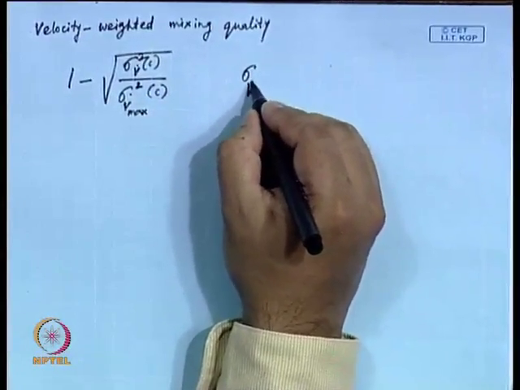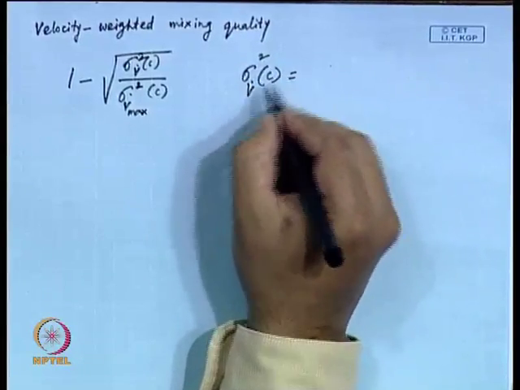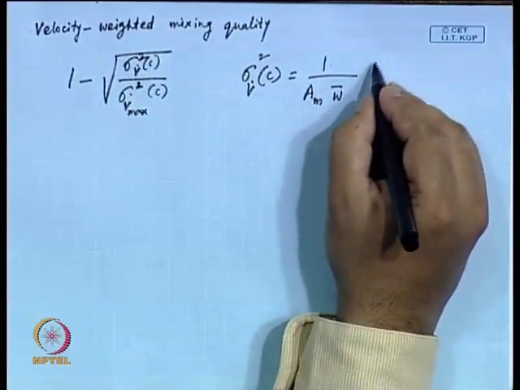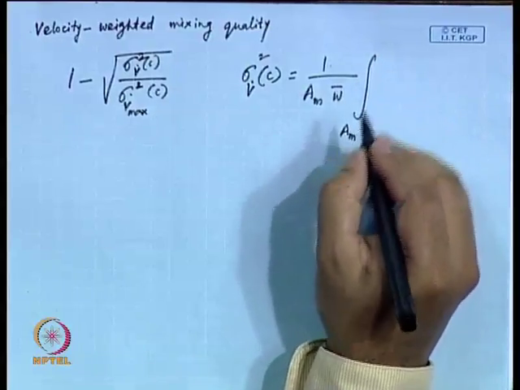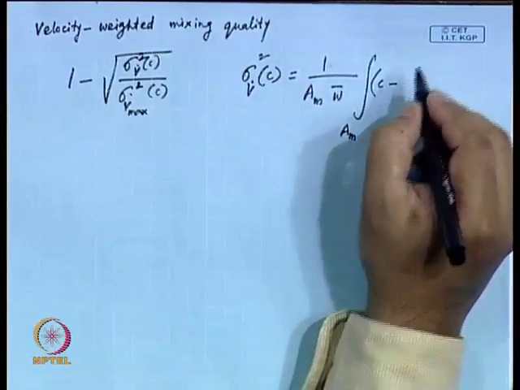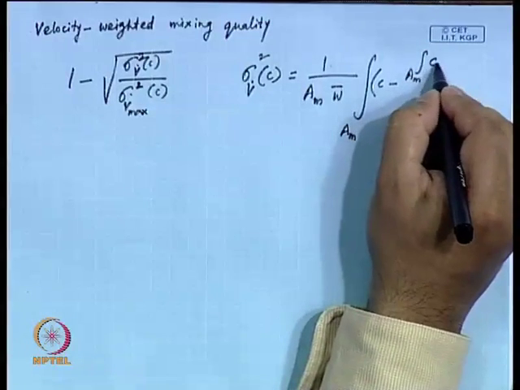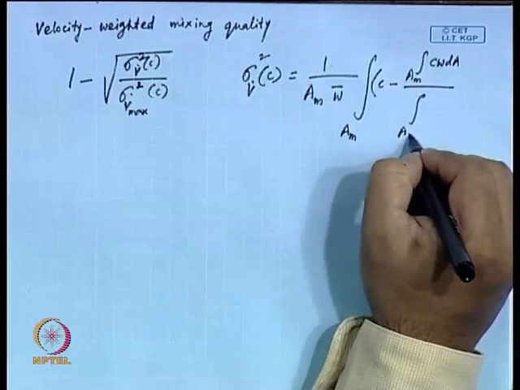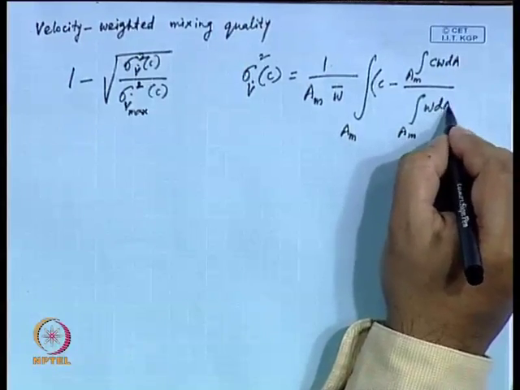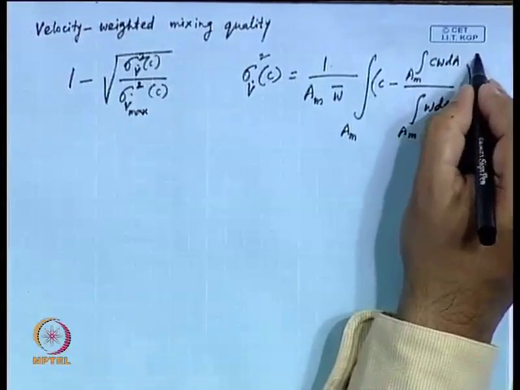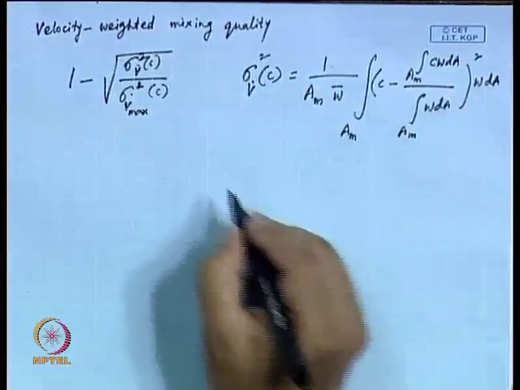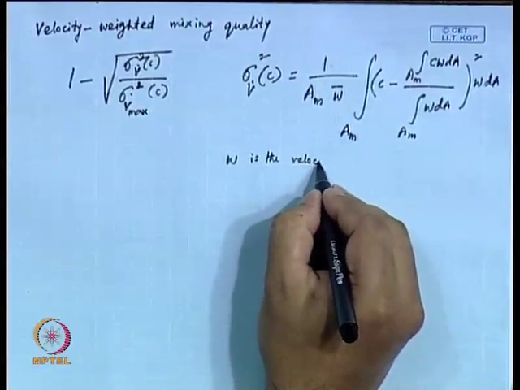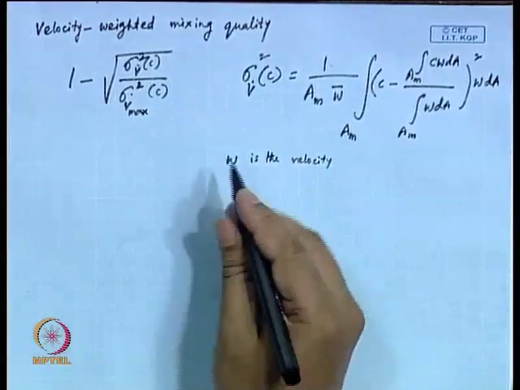Basically, this time you will have sigma v dot c square, which would be equal to 1 divided by A W bar, integration over A of the quantity C minus integration of A C W dA divided by integration of A W dA, these whole things squared, times W dA, where W is the velocity. So, W bar is the average velocity.